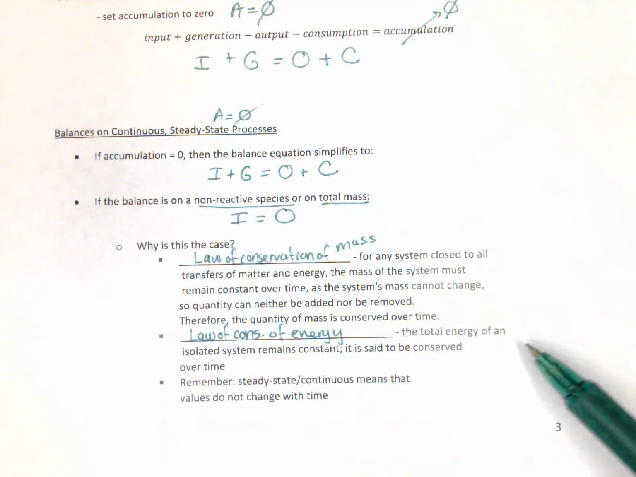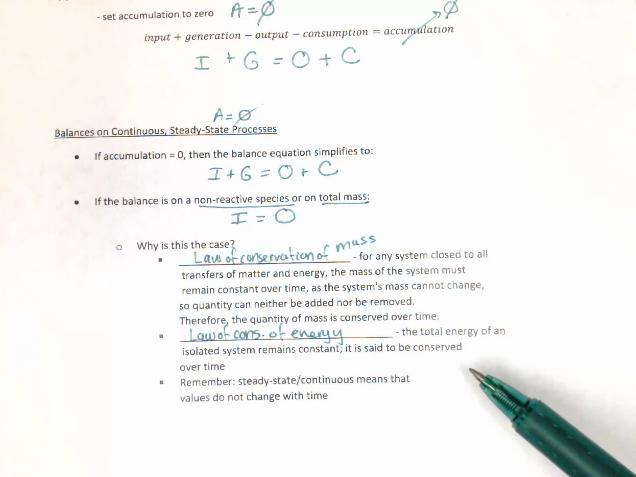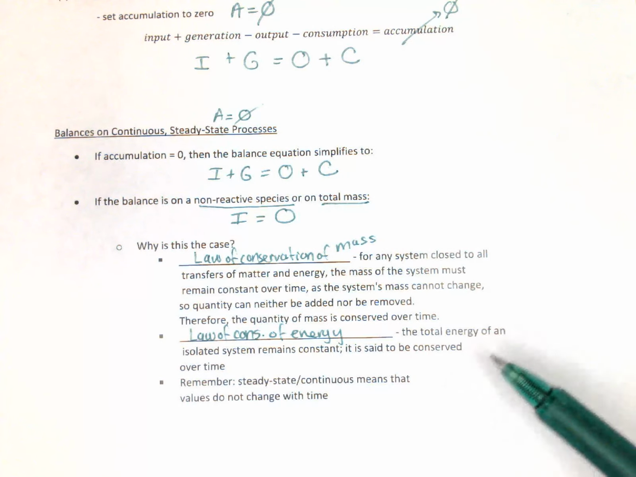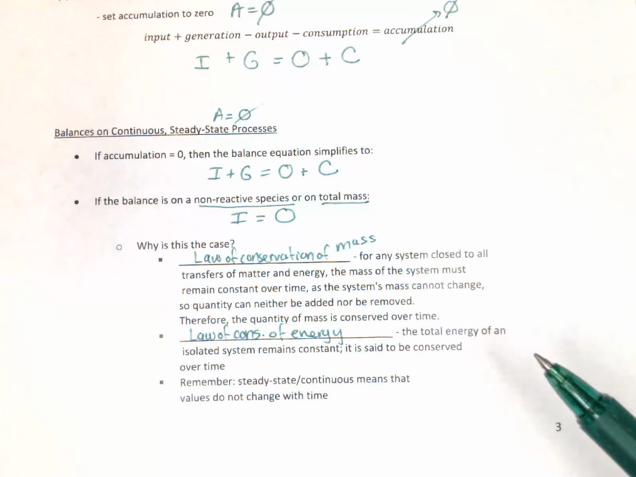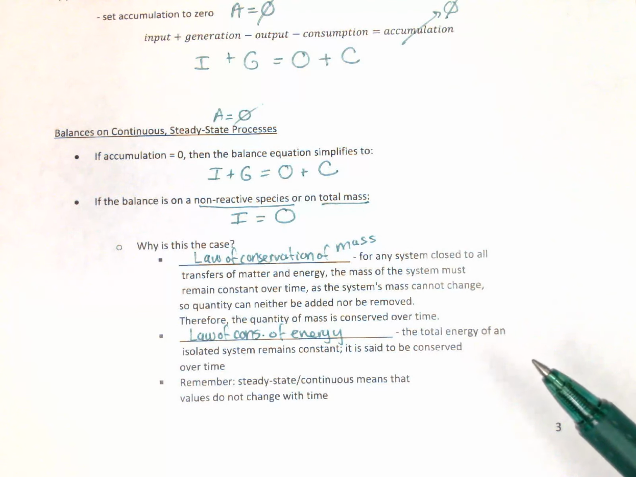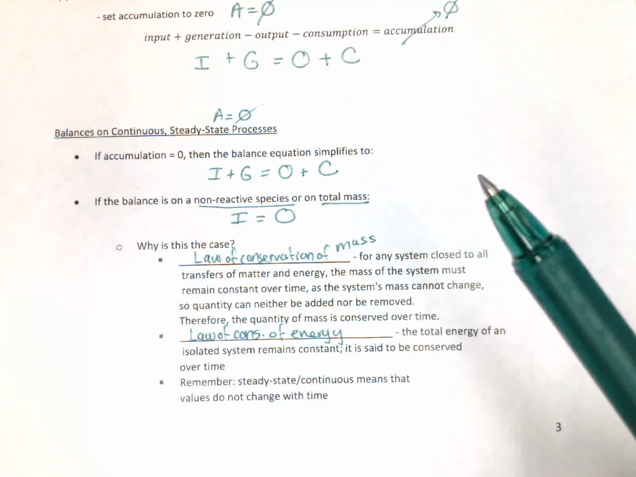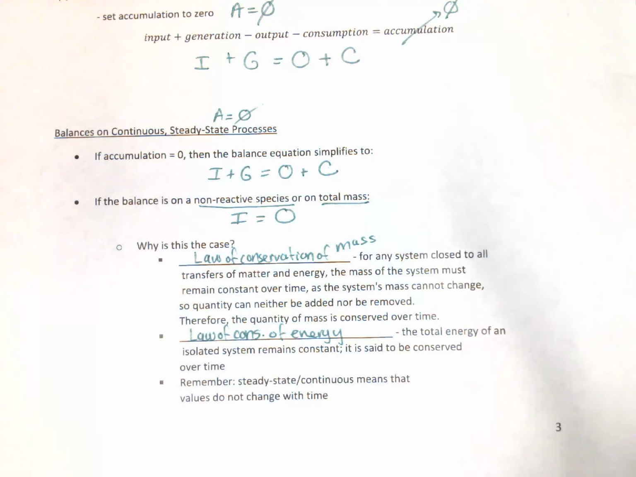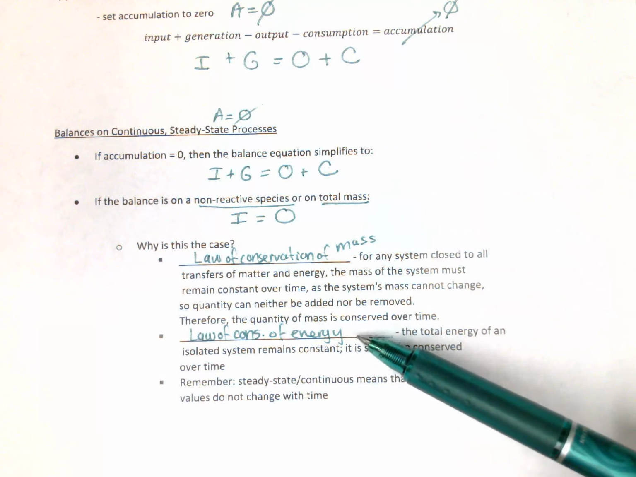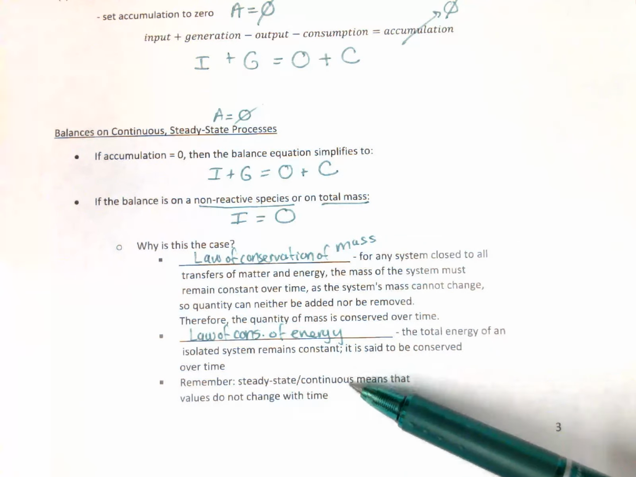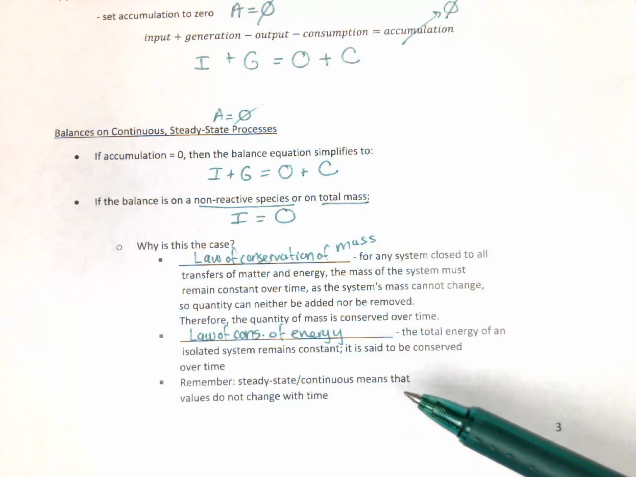We also have the law of conservation of energy. So the total energy of an isolated system has to remain constant. It has to be conserved over time. This is going to play into our balances later on. Our first set of balances throughout the semester are going to be mass balances, but this same general balance equation that we've been writing also applies to energy. That's going to be important later on, that the same concept of mass also applies to energy. So just remember that steady state and continuous means that the values don't change with time.